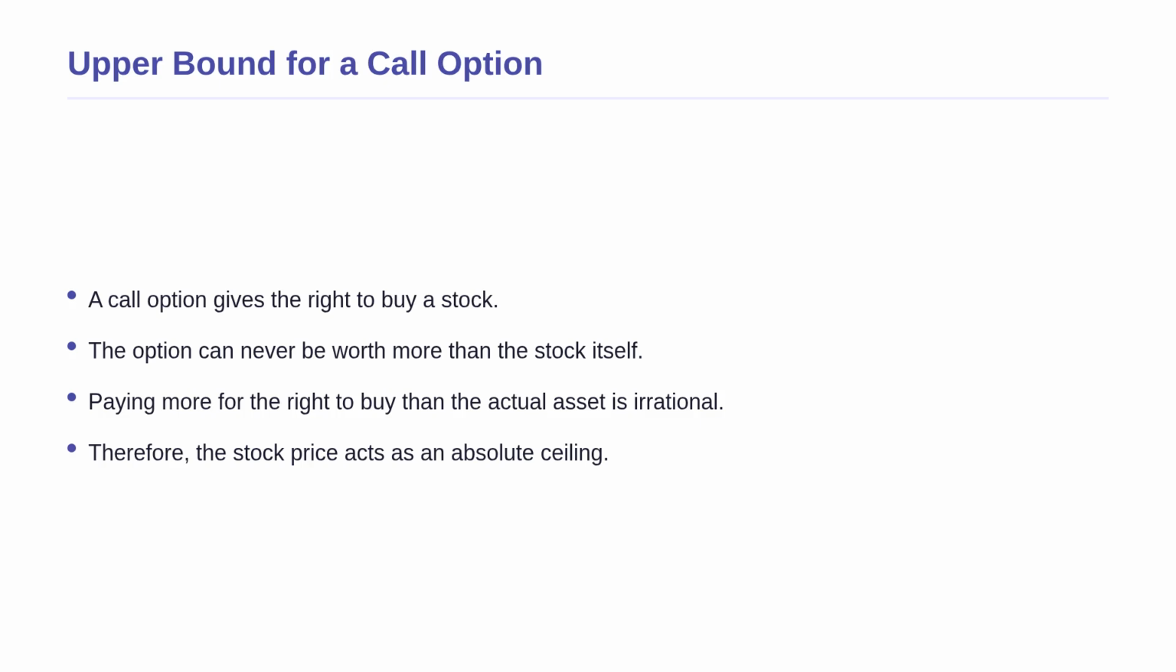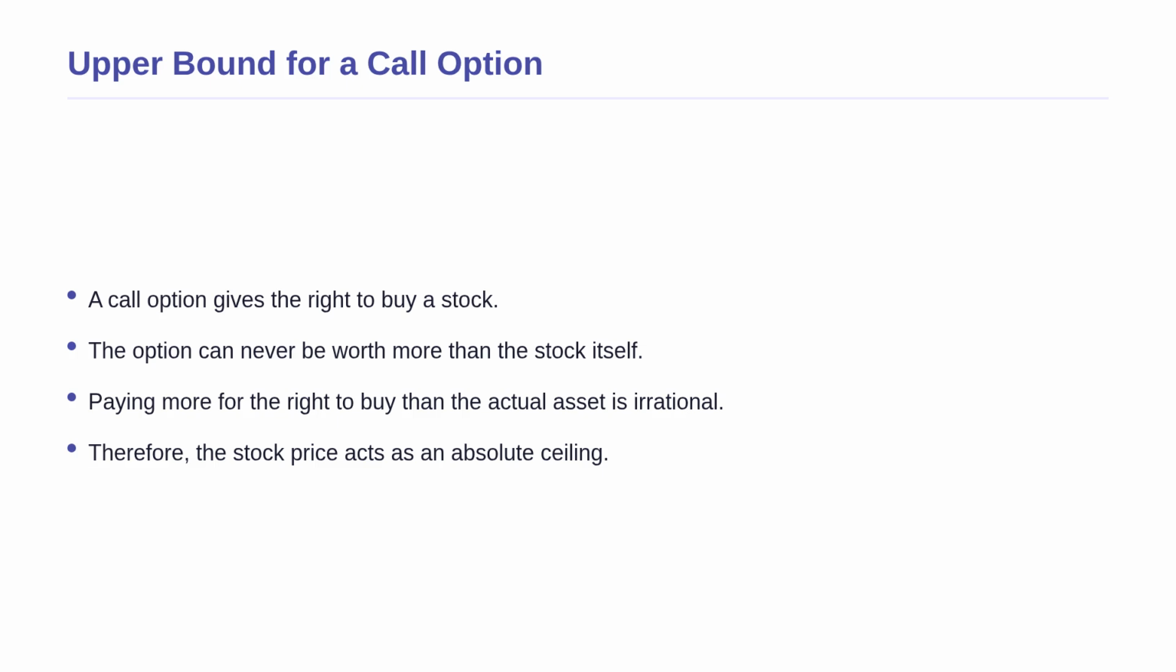Now that we understand what bounds are and why they exist to prevent arbitrage, let us look at how they work, starting with the absolute maximum price an option can have. This is known as the upper bound. Think about a call option, which gives you the right to buy a stock. Logically, this right can never be worth more than the stock itself.